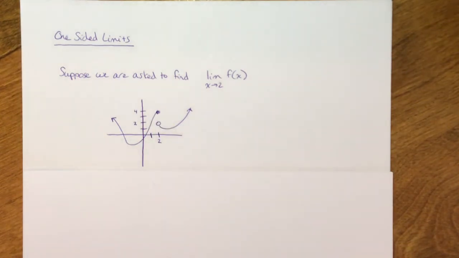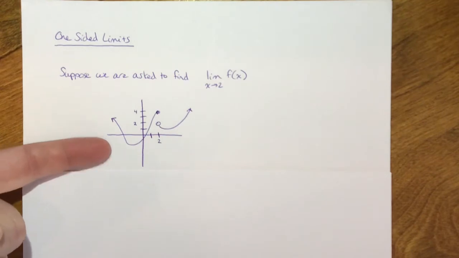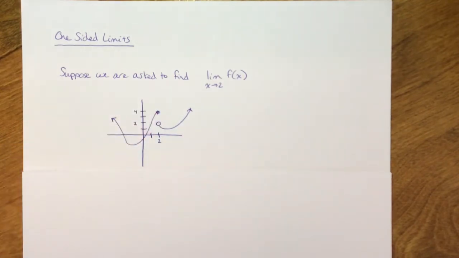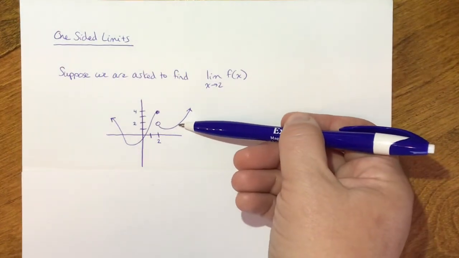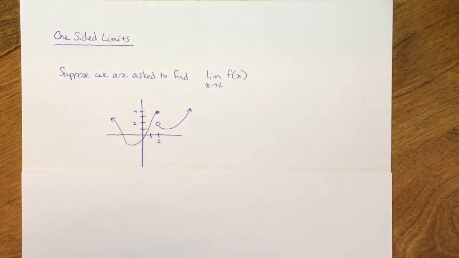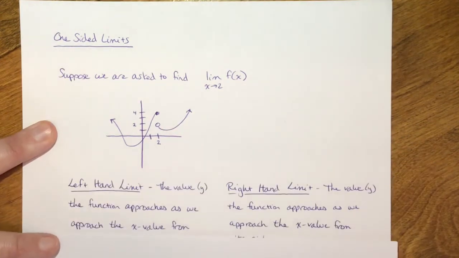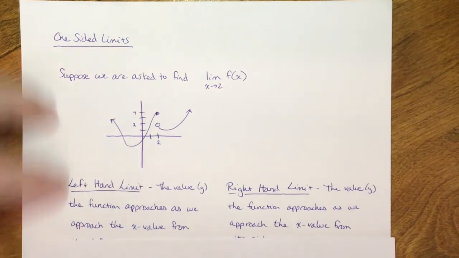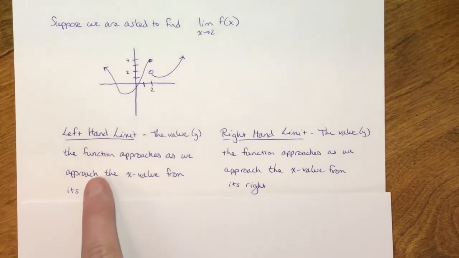When I look from the left and when I look from the right, I'm approaching 2 different y values. So as I look closer to x equals 2 from the left, that's a one-sided limit called a left-hand limit. And as I get close to x equals 2 from its right-hand side, that's a one-sided limit called a right-hand limit. So a left-hand limit is the y value the function approaches as we approach the x value from its left-hand side.